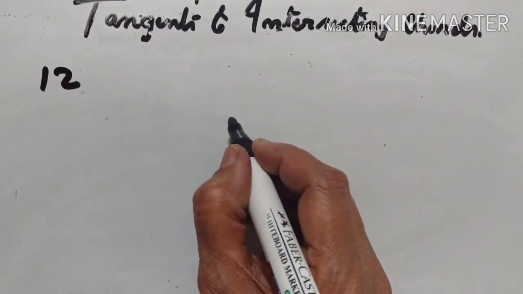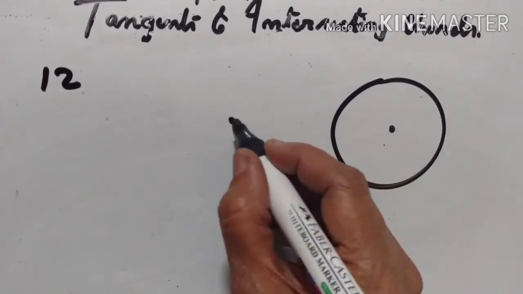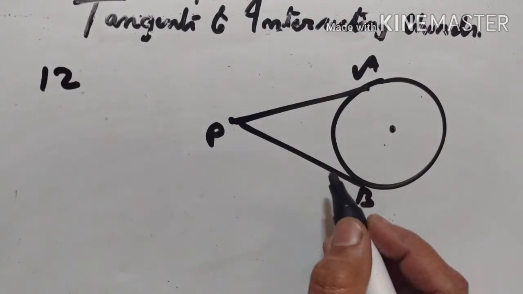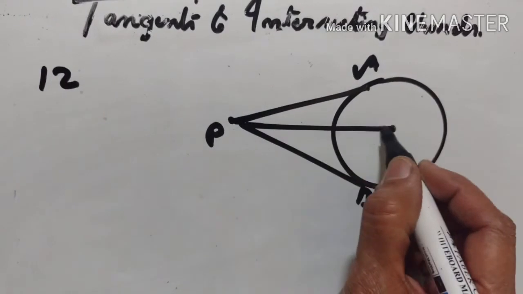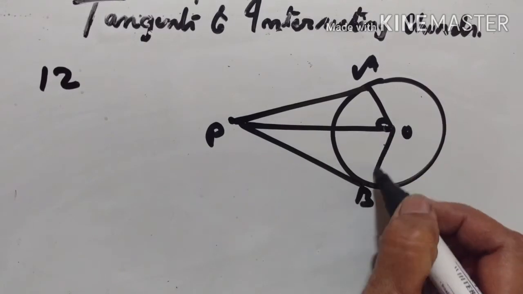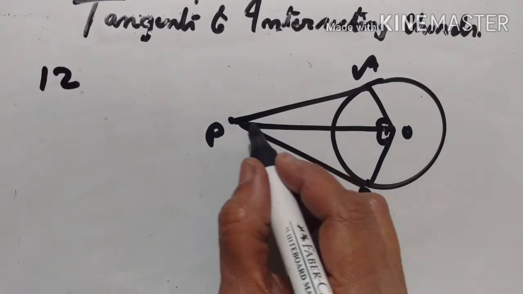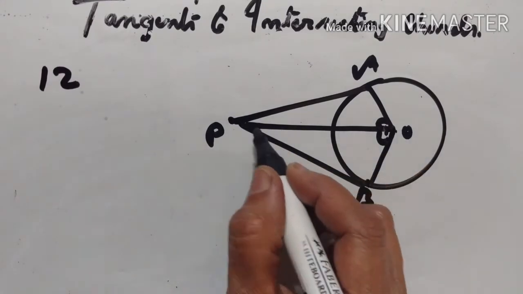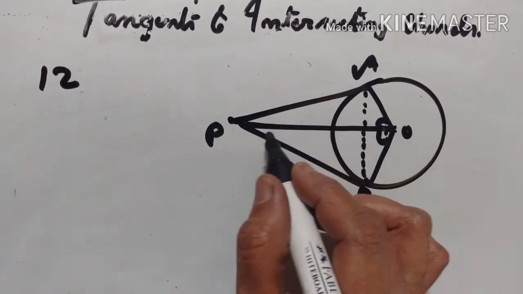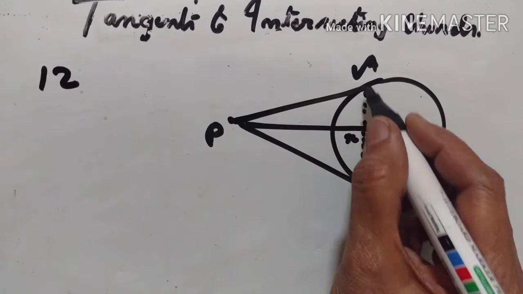Problem. From a point P outside a circle with center O, tangents PA and PB are drawn. Prove that angle AOP is equal to angle BOP. OP is the bisector of chord AB. Let OP intersect AB at X. We have to prove that AX is equal to BX.